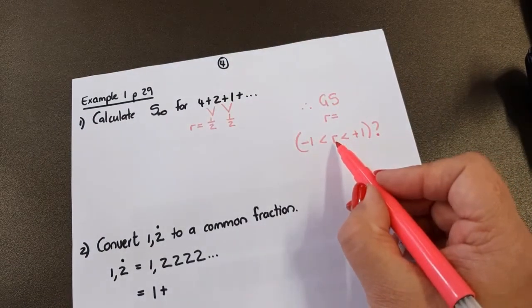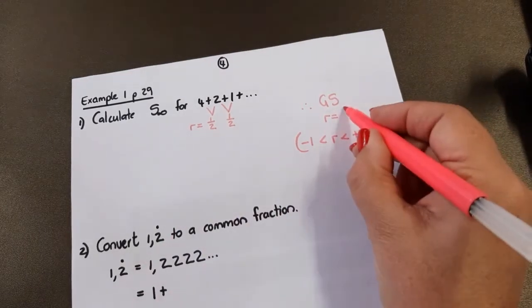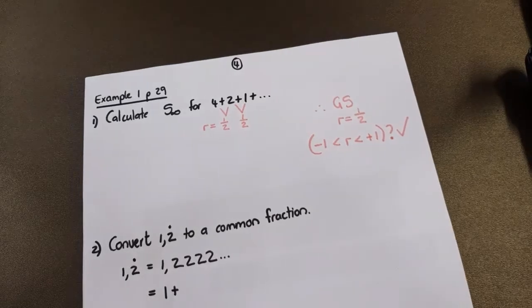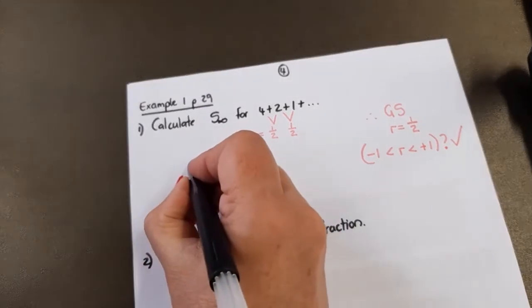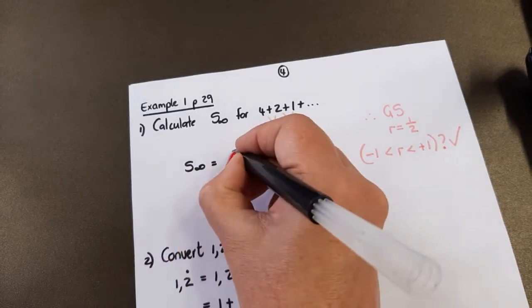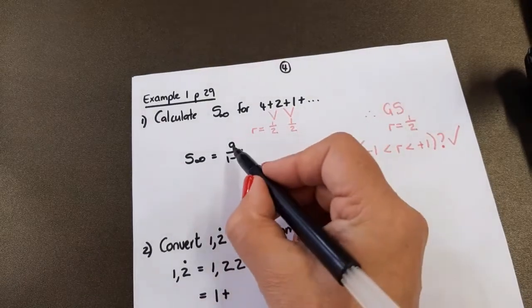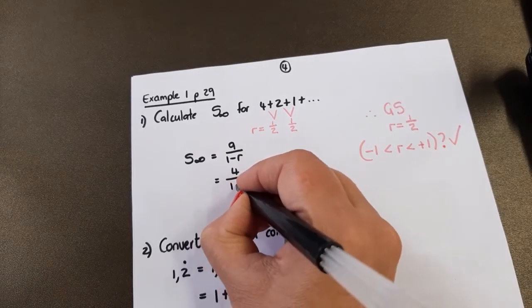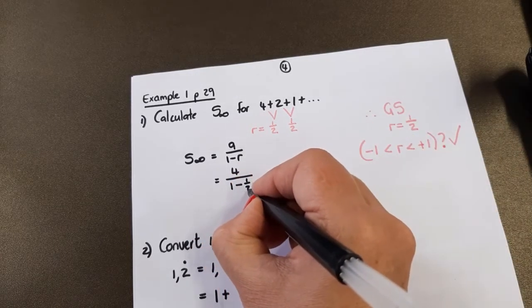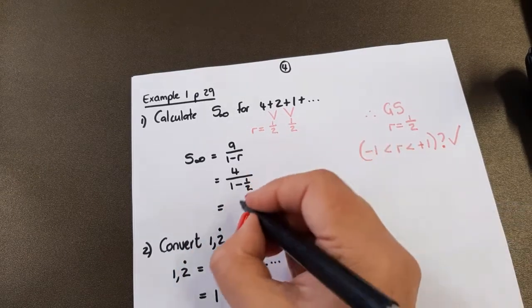Does r lie between 1 and -1? Yes. So we can use the sum of infinities formula to calculate this series answer. Sum of infinity will be a over 1 minus r. A is still our first term, it's 4. Divide by 1 minus a half. And 4 divided by a half will give you 8.